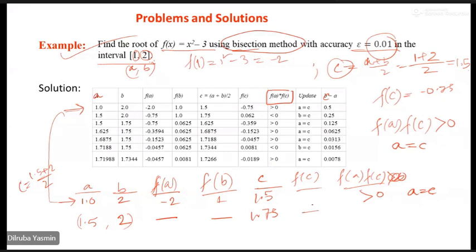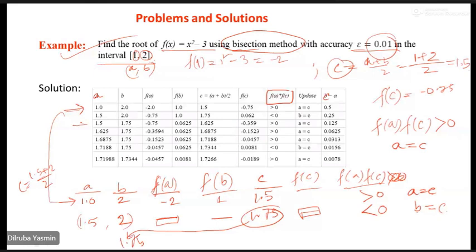Then you have to do the f of a times f of c operation. So what about f of a? You can get f of a from here, and you can get f of c from here. Just do a simple multiplication operation. So suppose you get a value less than 0. For this case, you have to write b equal to c. That means the c value will be shifted into the b position, 1.75.